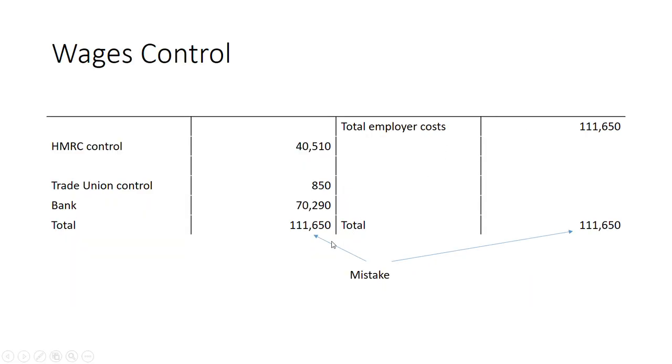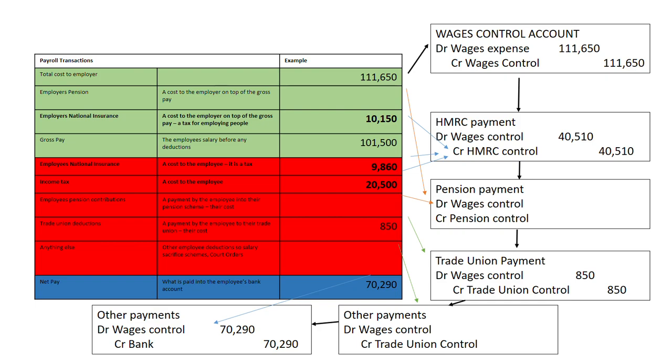And then redo my wages control. Do I have a mistake? No, I don't, because they are the same. Okay, so those were the answers. Yeah. In terms of so what we've now got is our journals here. So the wages expense was 111650 debit, wasn't it? And there will be the wages control as the credit.